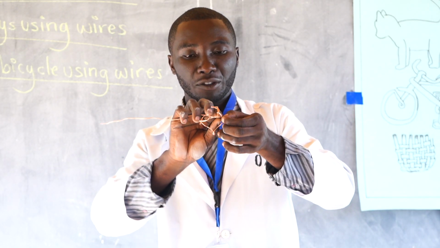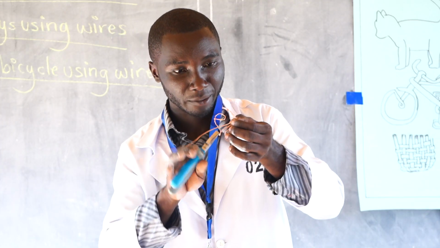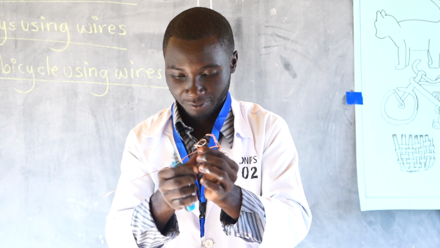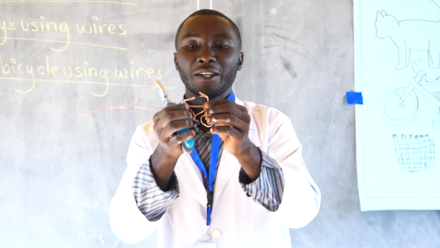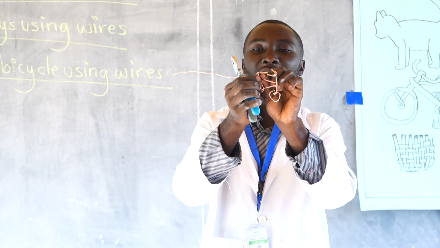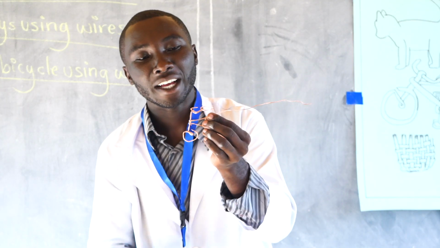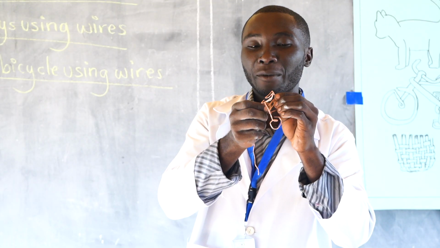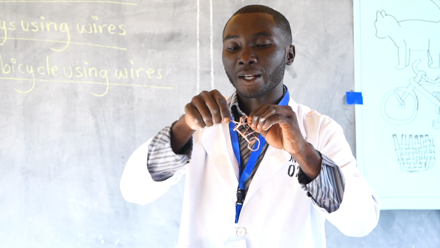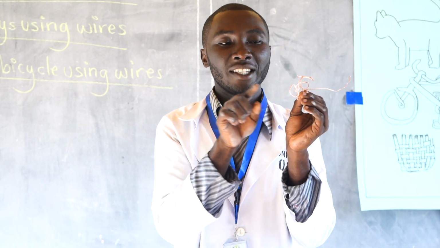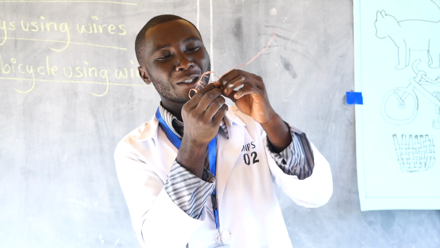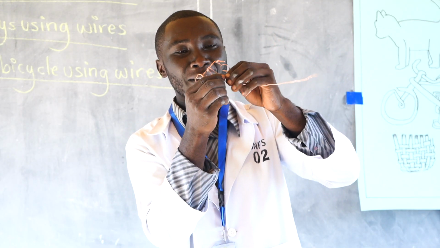Have to make a frame. Okay, you can see here already our frame is added, but we cannot stop there. We also, at the same time, make the back wheel. This is the front wheel and we are going to add the back wheel.